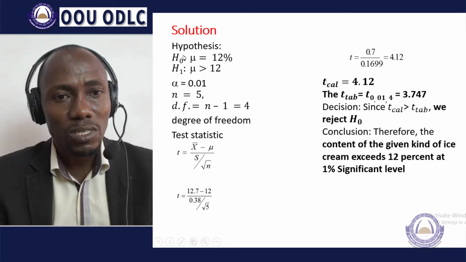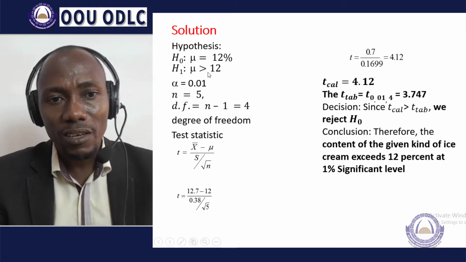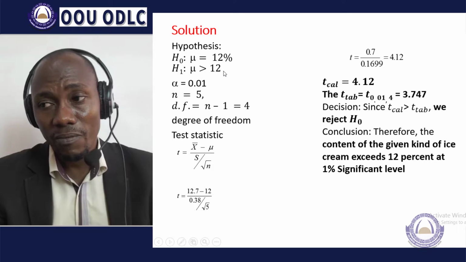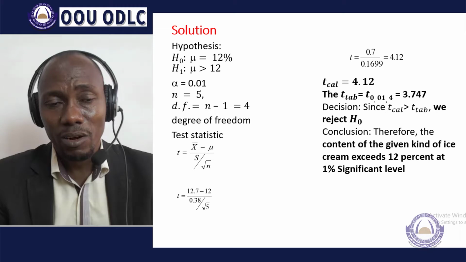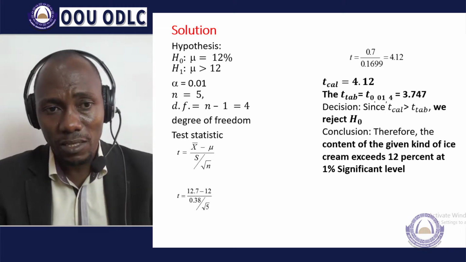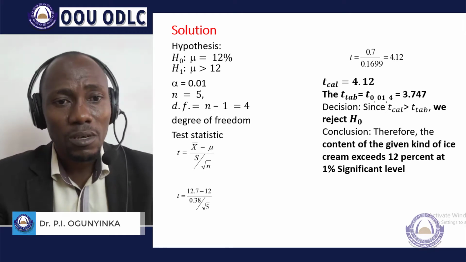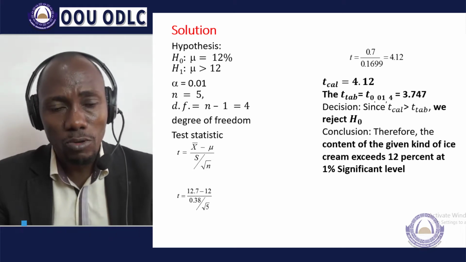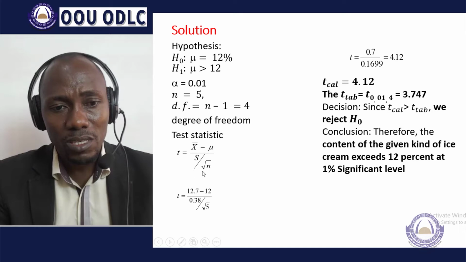So the first thing is for us to set the null hypothesis to be mu equals 12% and the alternative to be mu greater than 12%. Of course, this is given from that sample mean of 12.7. So that is why the mean in the alternative is greater than 12%. So alpha is 1%. This is given as part of the instruction. The degree of freedom is n minus 1, which is 5 minus 1 equals 4. So the appropriate test statistic to be used is the student T distribution test statistic, which is given here.